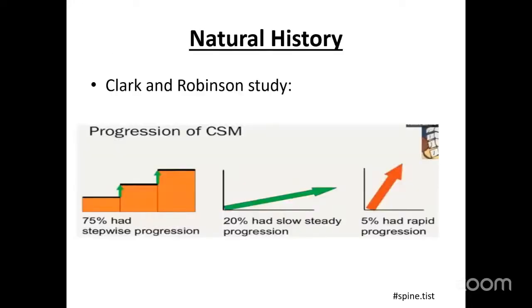So this is one such disease in our body whose natural history and prognosis is bad. This is one disease, that is cervical myelopathy, which will always progress. 75% will have stepwise progression, 20% will have slow and steady, whereas 5% will have rapid progression. But everyone will have progression. This is not something which will get over or get better with rest and with time.